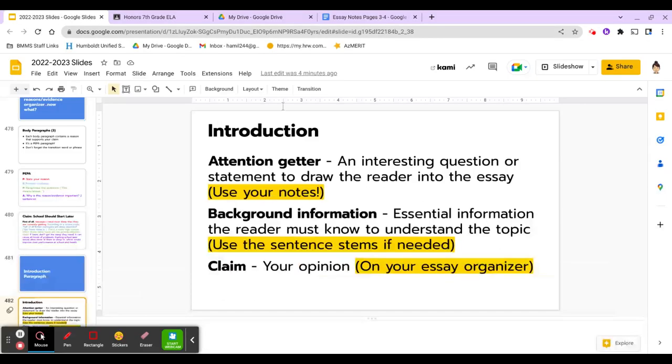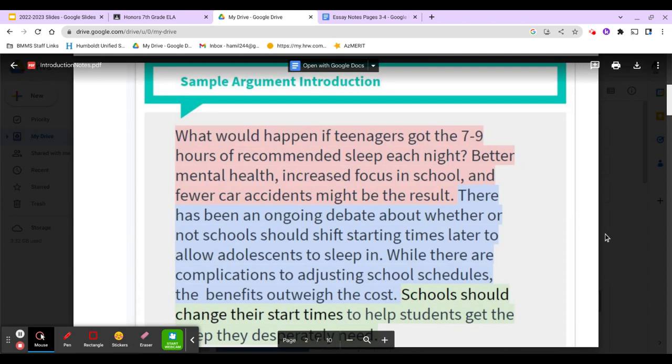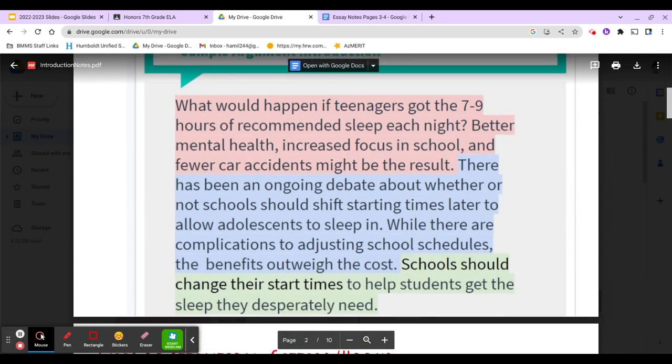I will show you really quickly if you would like to read through this. Here is an example of a sample argument introduction. This one, of course, is not on the topic of space. This one is on the topic of students sleeping in, or school starting later so kids can sleep in, like I modeled for you yesterday. So if you would like to take a second to read this sample introduction, that could help you as well.